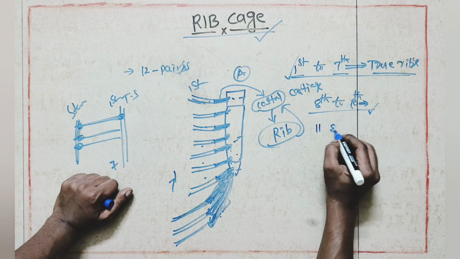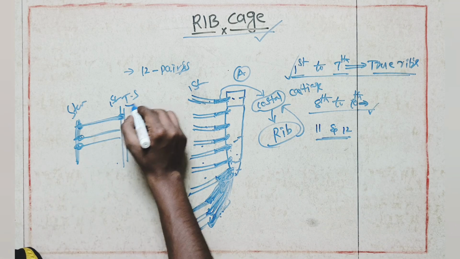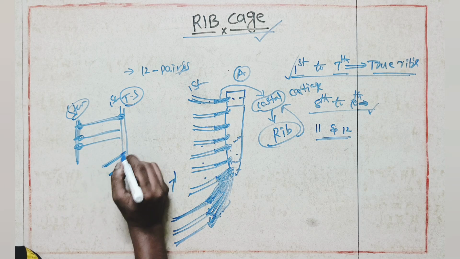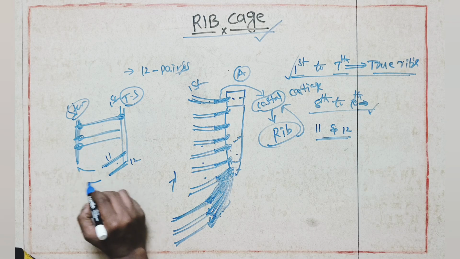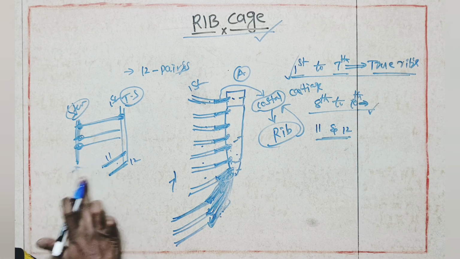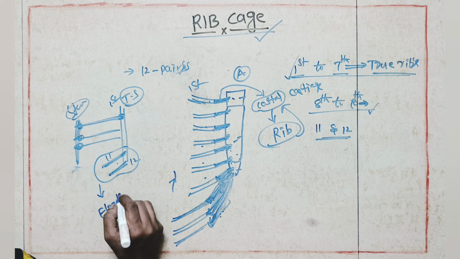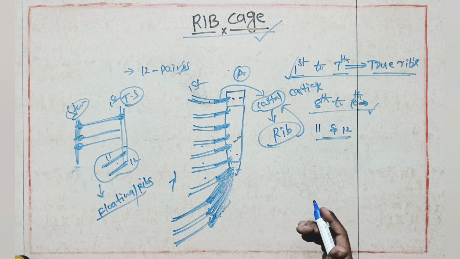If we take the eleventh and twelfth ribs, suppose this is our thoracic spine and this is the sternum. In lateral view, the eleventh rib will be like this and the twelfth rib like this. The eleventh and twelfth ribs do not connect to the sternum, so they stay like this only. That is why the eleventh and twelfth ribs are called floating ribs in the rib cage. So this is about how the ribs articulate with the sternum.